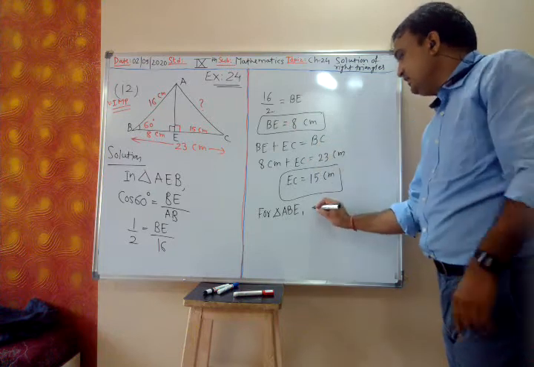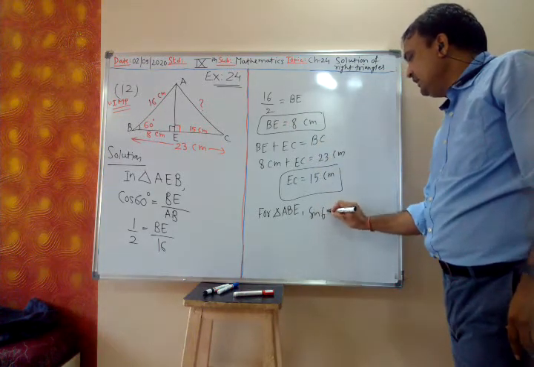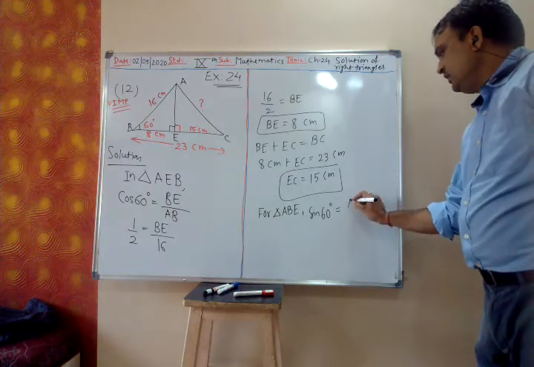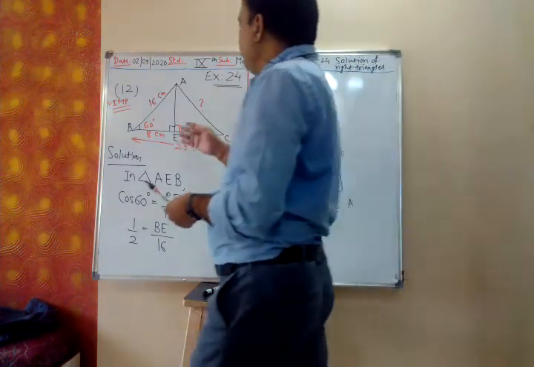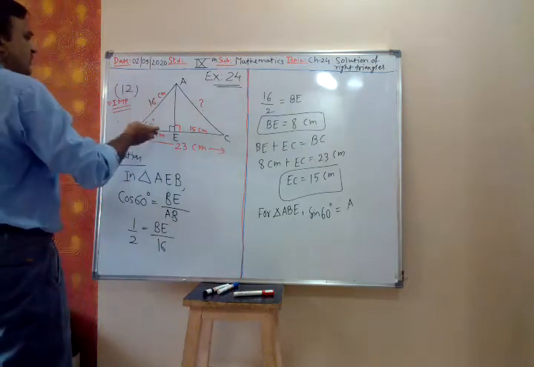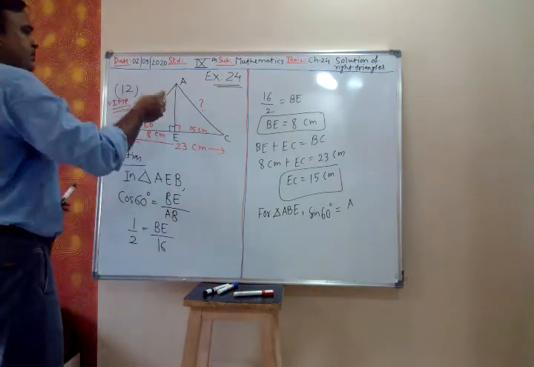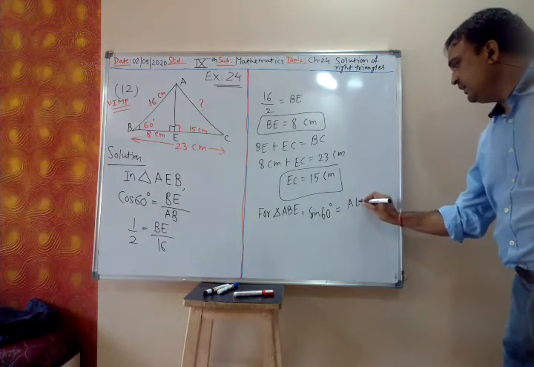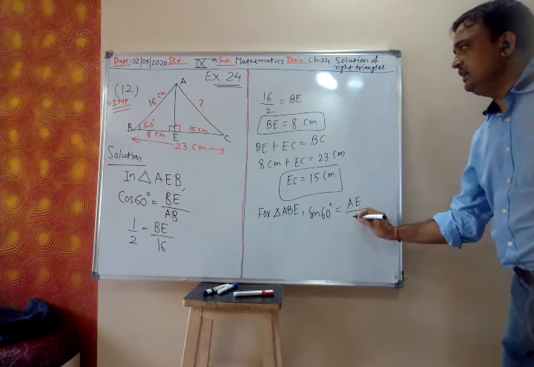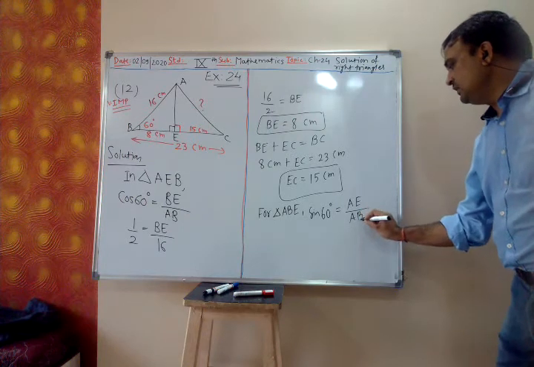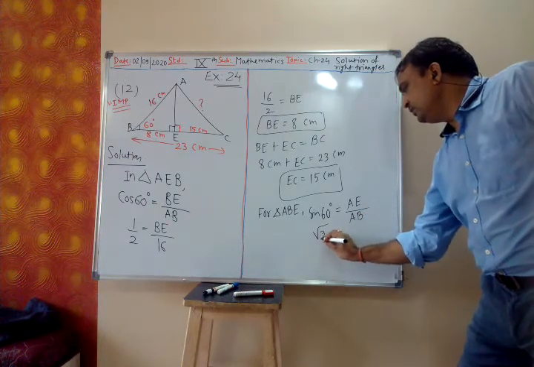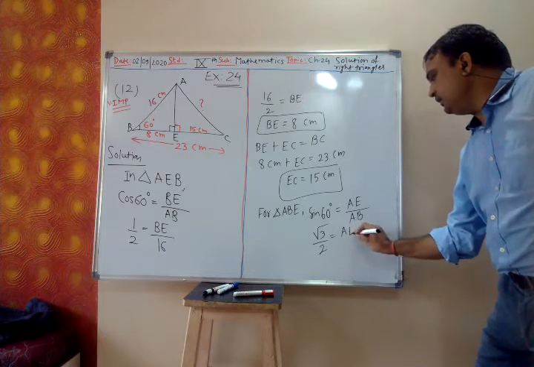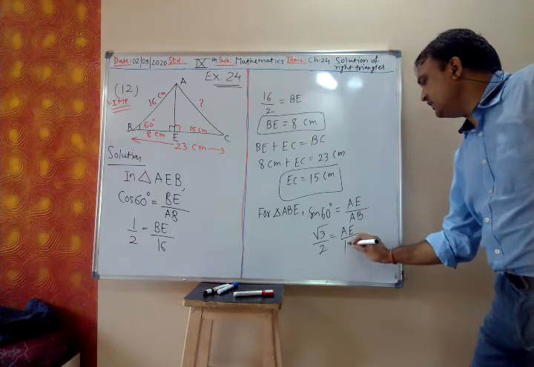Now I will consider sine 60 degree. You can apply Pythagoras in this, but let me use that ratio. Sine 60 degree is AE upon hypotenuse AB. Sine 60 degree is root 3 by 2. So root 3 by 2 is AE upon AB, and AB is 16.